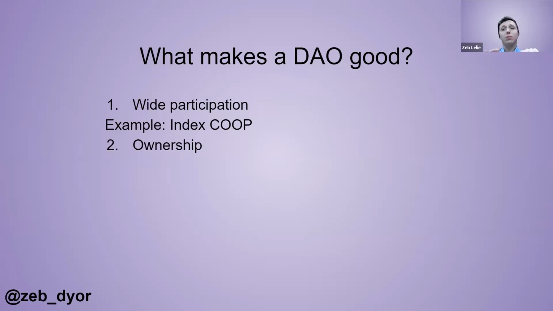This is something, for instance, with Index Coop. Even though I really like Index Coop, I think they should do better. You have wide participation, but a lot of the tokens are in the hands of the original team that created the DAO. So you want wide distribution of DAO tokens to the right people who are participating with it. And you might be surprised, but structure really makes a DAO good.